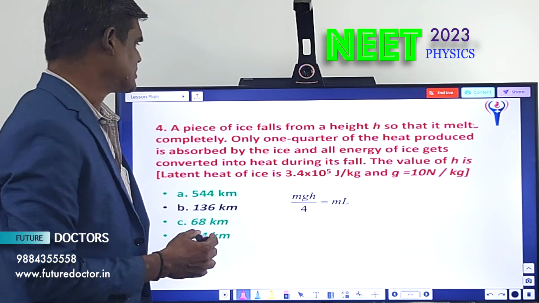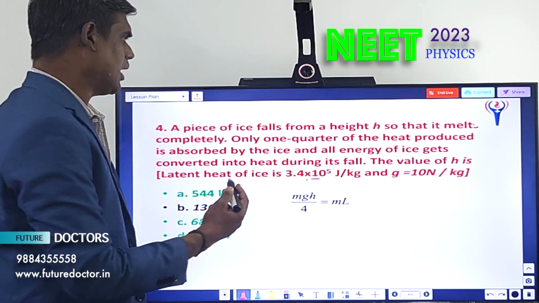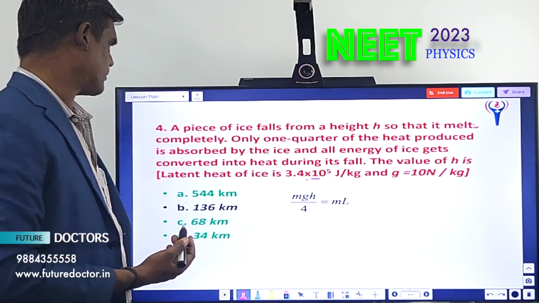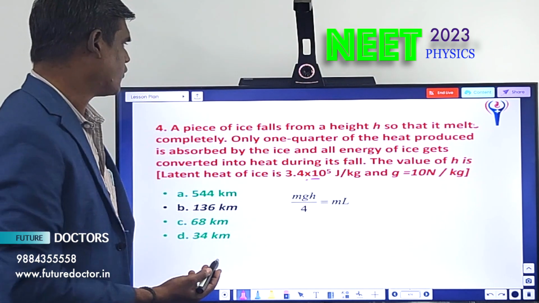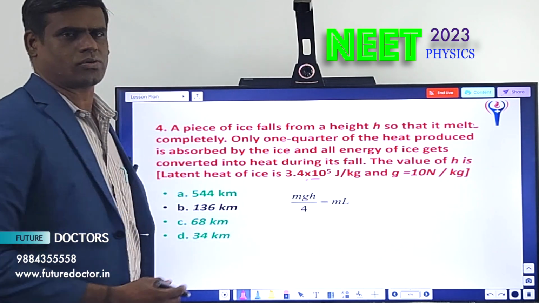Latent heat of fusion of ice is given as 3.4 into 10 power 5 joule per kilogram. And g we can also take as 10 newton per kilogram, or 10 meter per second square. Then Q is equal to mgh, that is the formula. There, only one quarter of the heat is produced. So mgh by 4 equals m into L.